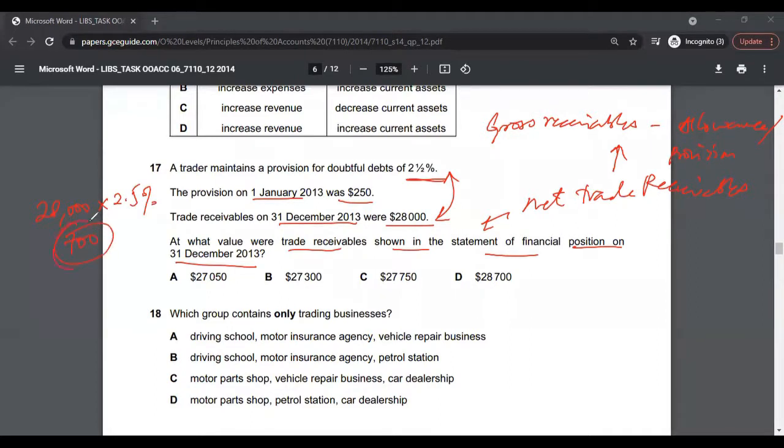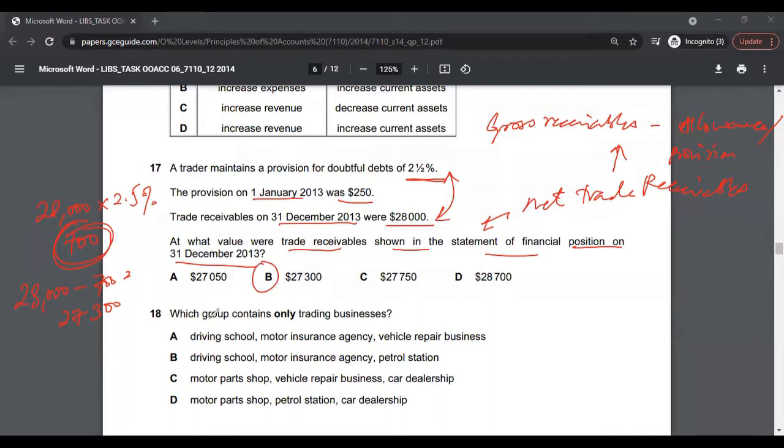So this is the provision, 700. 28,000 minus 700. So our net receivables is going to be 27,300. So the answer to multiple choice 17 is option B.